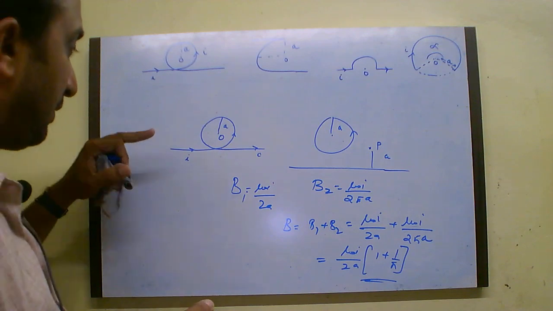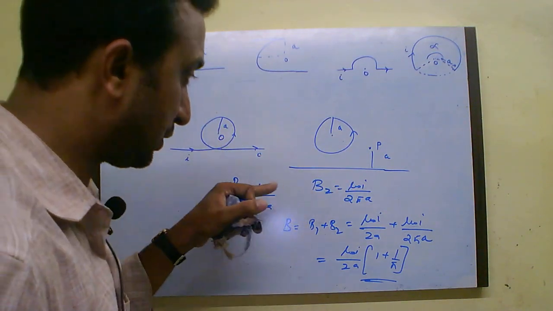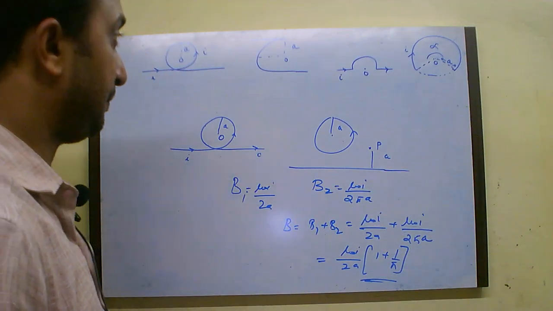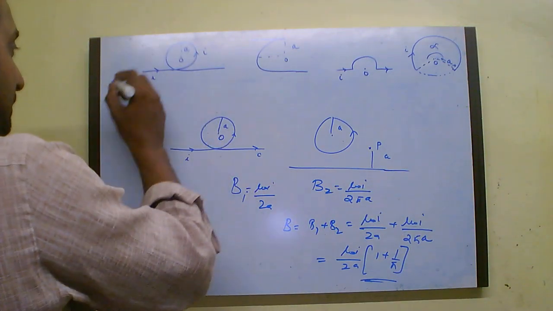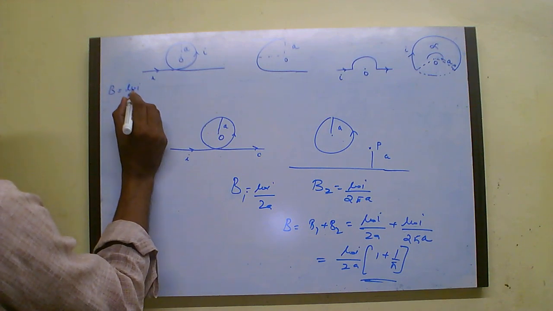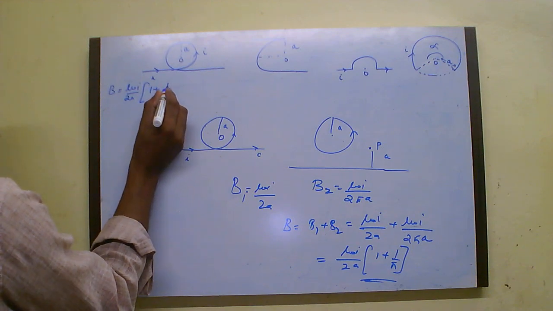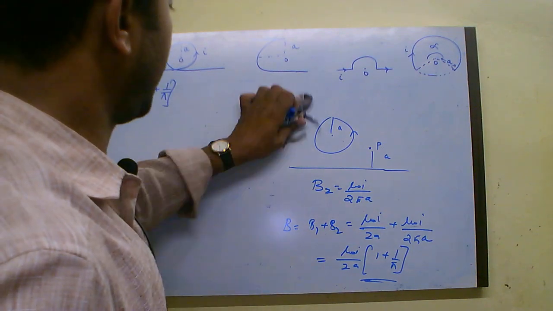So logically what you have to do is apply both equations, one for the circular loop and one for the infinitely long wire. So for this one, B is mu 0 I by 2a times 1 plus 1 by pi. Now take the second figure.